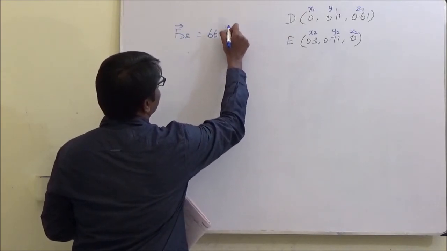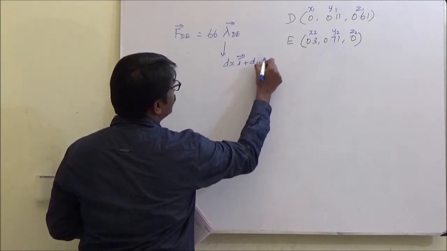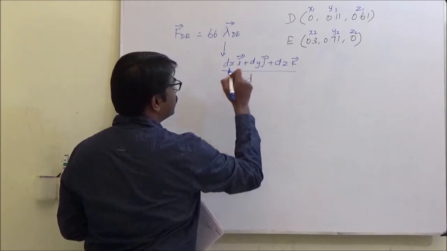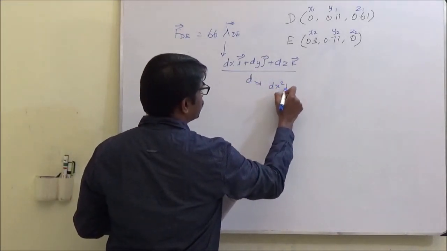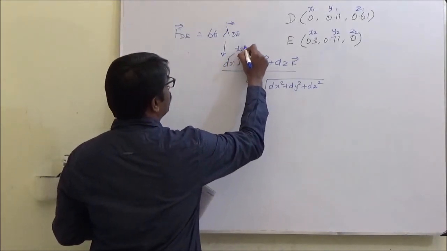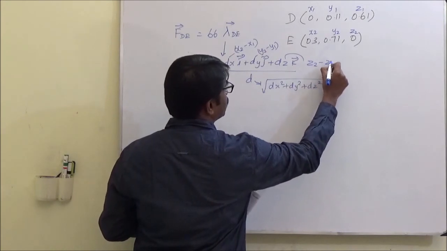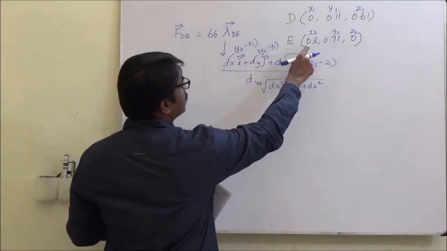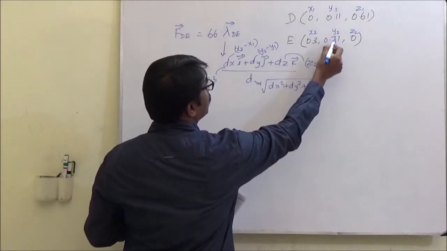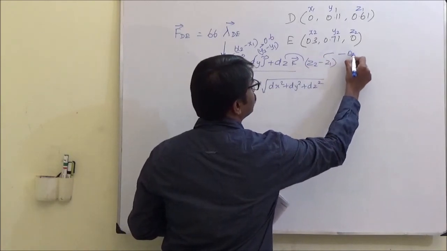lambda DE vector. So this lambda DE vector is dx i vector plus dy j vector plus dz k vector, the x distance, y distance and z distance divided by the distance d. It is nothing but the square root of dx square plus dy square plus dz square. What is dx? It is x2 minus x1, dy is y2 minus y1, dz is z2 minus z1. So dx is 0.3, dy is 0.71 minus 0.11, it is 0.6, and dz is minus 0.61.